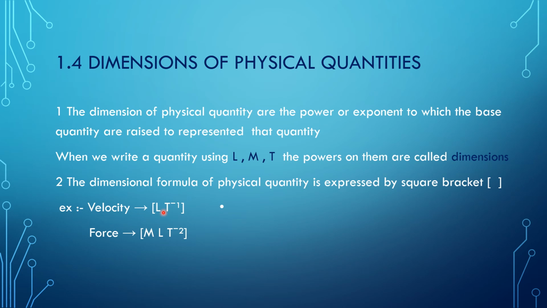Dimensions. So next point, the dimensional formula of a physical quantity is expressed by a square bracket. So always remember that we have to use the square bracket for representing the dimensional formula of a physical quantity. I took an example here, velocity, that is LT minus 1, and force, that is MLT minus 2.